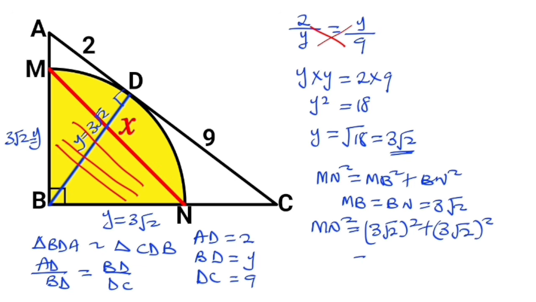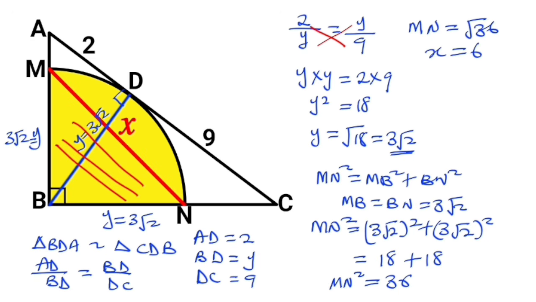3 root 2 squared is 18, and 18 plus 18 is 36. So, MN squared is equal to 36. Taking the square root of both sides will give us MN is equal to 6. Hence, x is equal to 6 units.